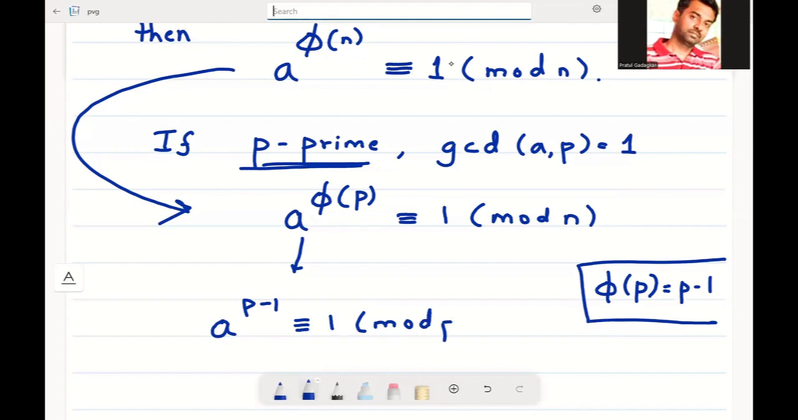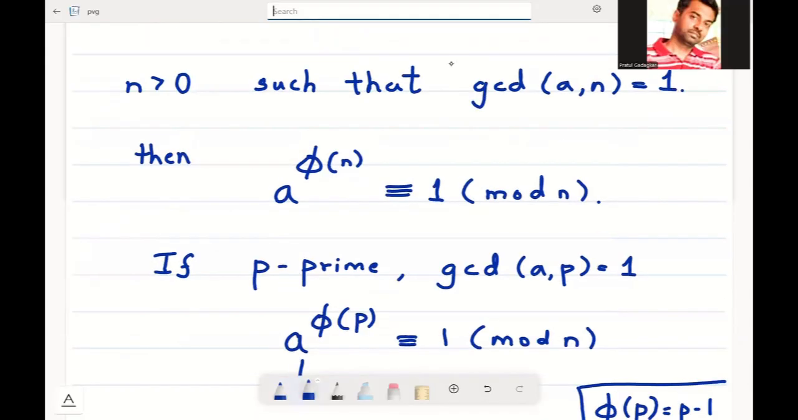This special version of Euler's theorem we call Fermat's theorem. So this is your Fermat's theorem.